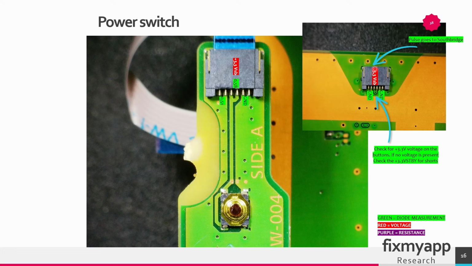From this connector the ribbon cable is connected to this PCB board, and this is the power switch. So the middle two pins will go to this power switch PCB board, so the 3.3 volt will be present here, and when you press this power button it will short this 3.3 volt to ground, and that will create a pulse. Because this line is connected to the Southbridge, the Southbridge will see this pulse and then it will start the boot sequence.